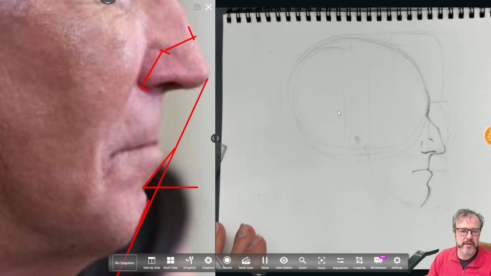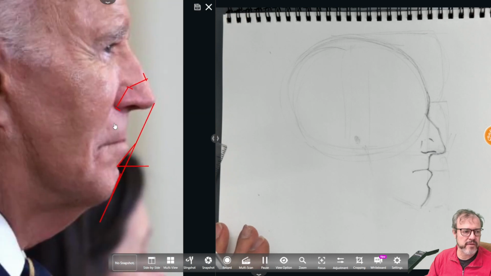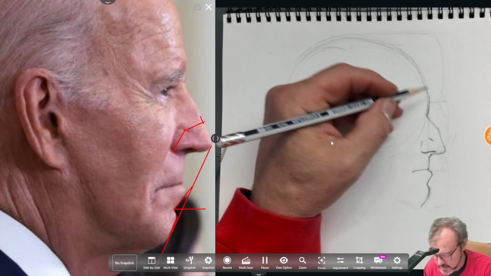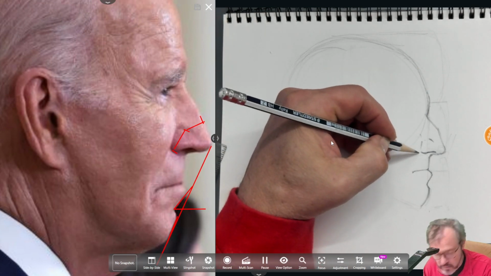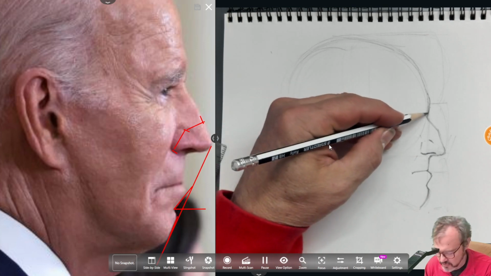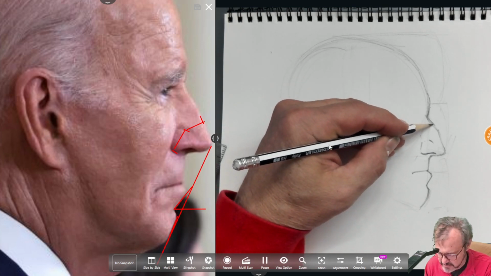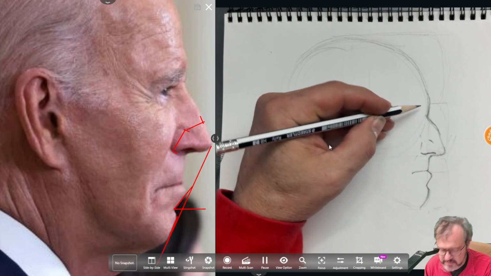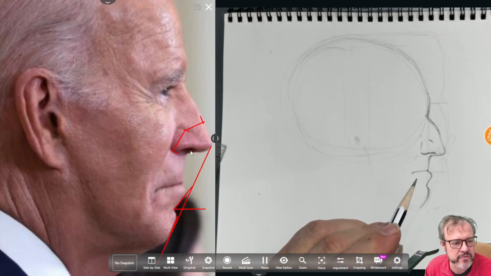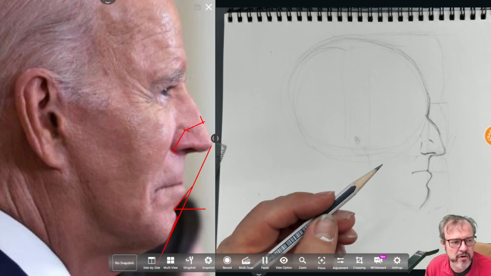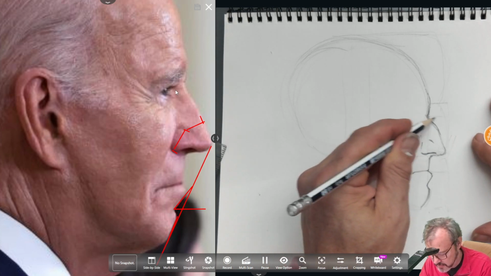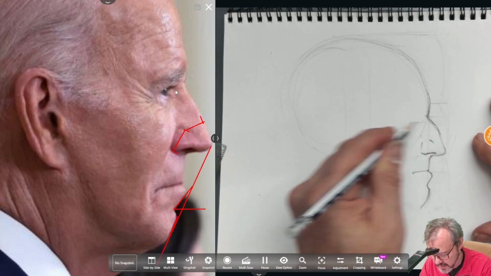Okay, let's go ahead with the eye. Now, some of you are in the habit of making eyes way too big. Take a careful look at just what we're seeing here for this eye. Compare the size of the eye to the size of the nostril. You see how much smaller it is? So we know that the eye has to be below this indentation. So we know the eye level's about here.